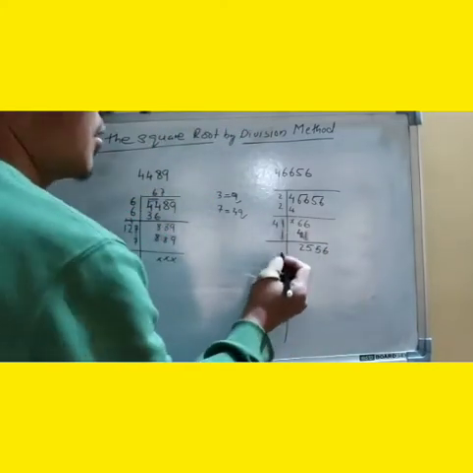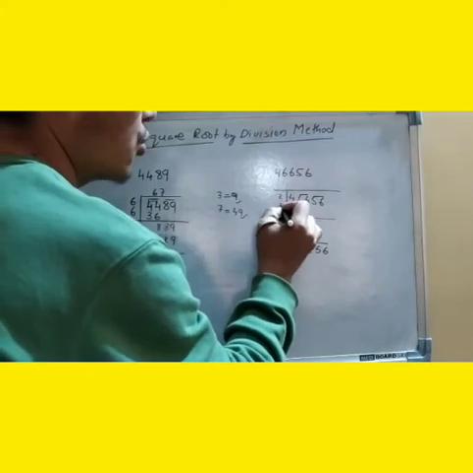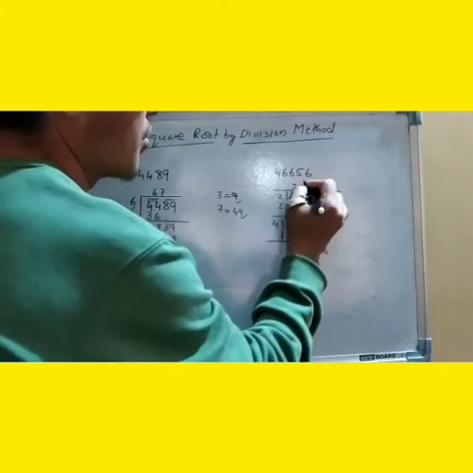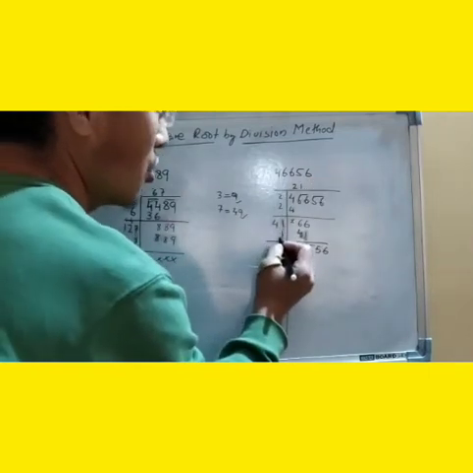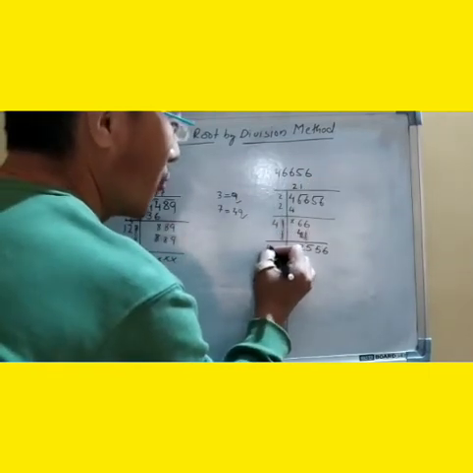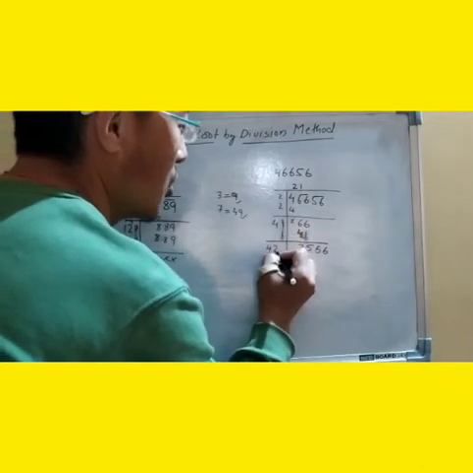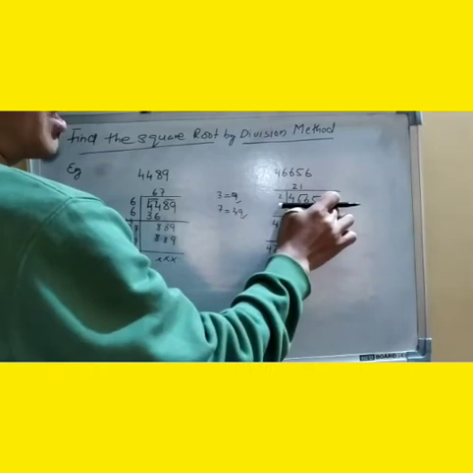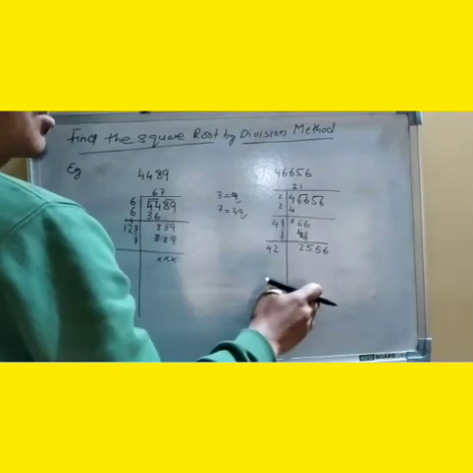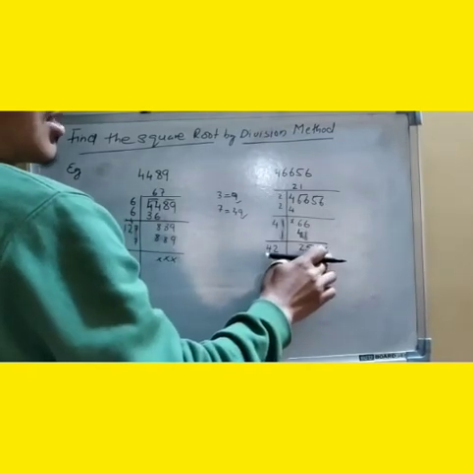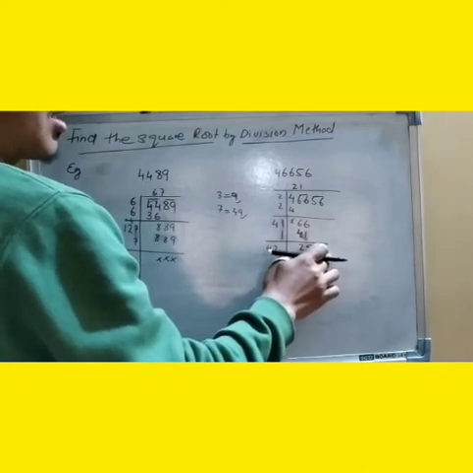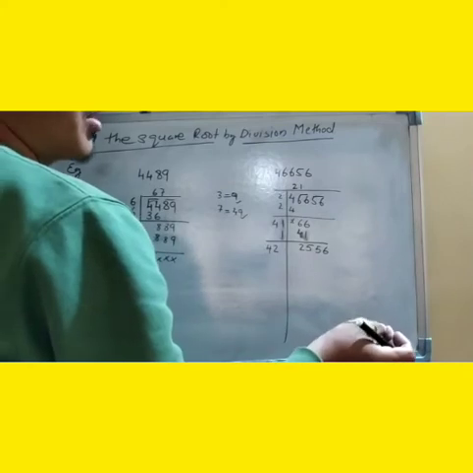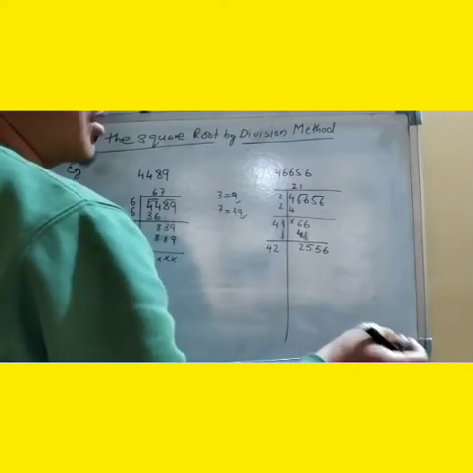So 256. The first answer is 2, and the second one is 1. Add this 2: 42, and 1 plus 1 is 2. Now look here. This is the last pair, there is no pair after this, 56 is the last. Now 6 is the last digit. What's the perfect square of a number whose last digit is 6?